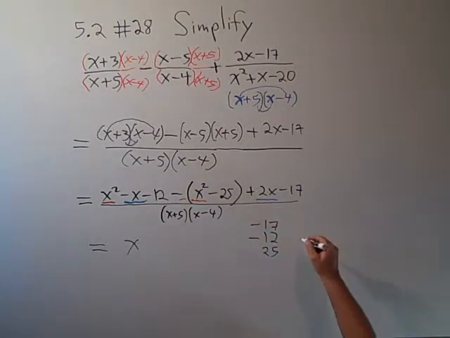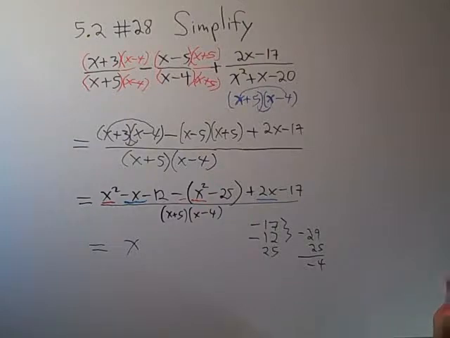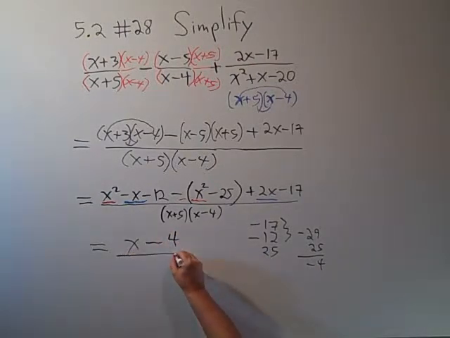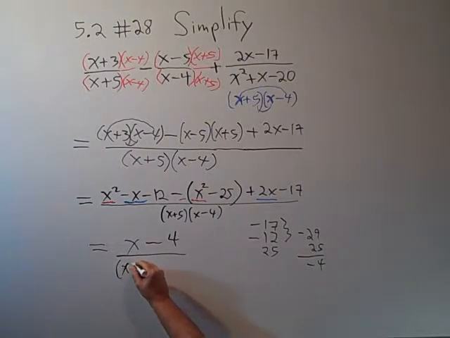So this is equal to negative 29 and a positive 25. That's a difference of negative 4 here. So negative 4, and in the denominator we have x plus 5 times x minus 4.